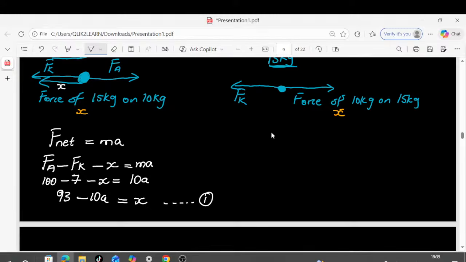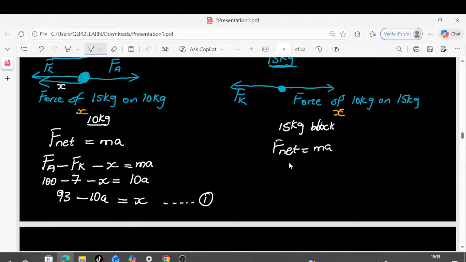Remember, this is for the 10 kg block. We need to apply the same approach on the 15 kg block. F net equals MA.